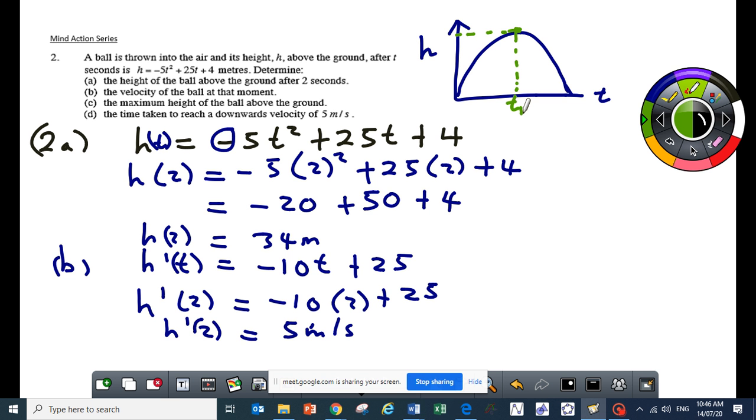So for me to be able to do that, I need to find the first derivative, equate it to 0, and then solve for t. Once I do that, the value of t that I get, I need to substitute into the original quadratic function. So I'm going to do that now, but I have to go to the next page. So our first derivative is equal to minus 10t plus 25.